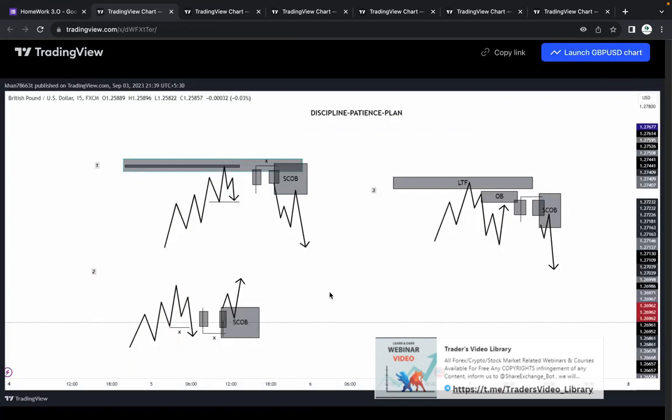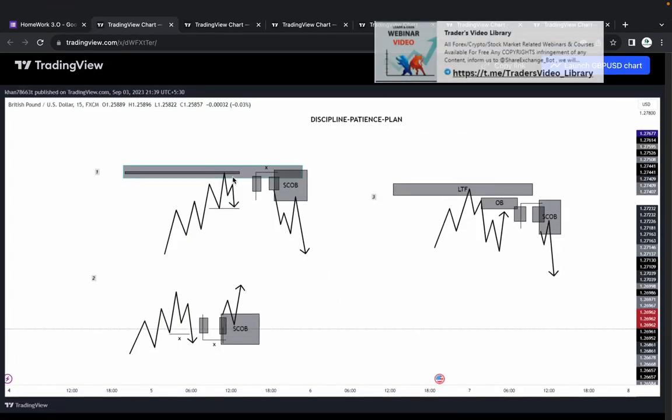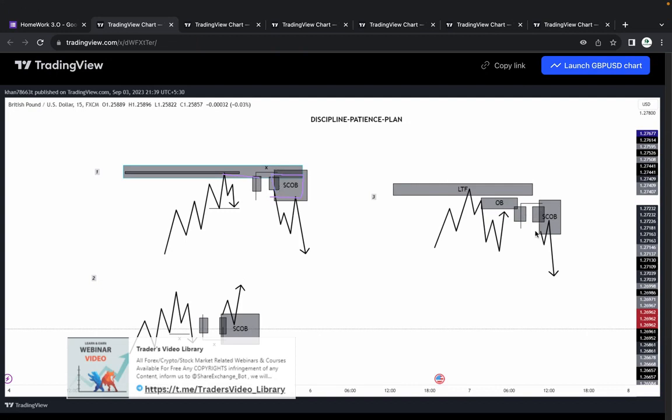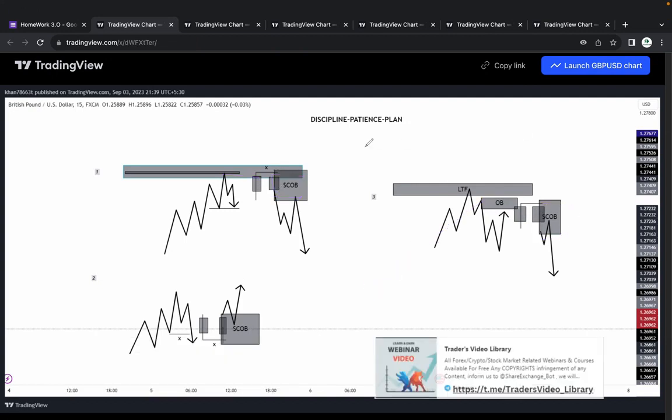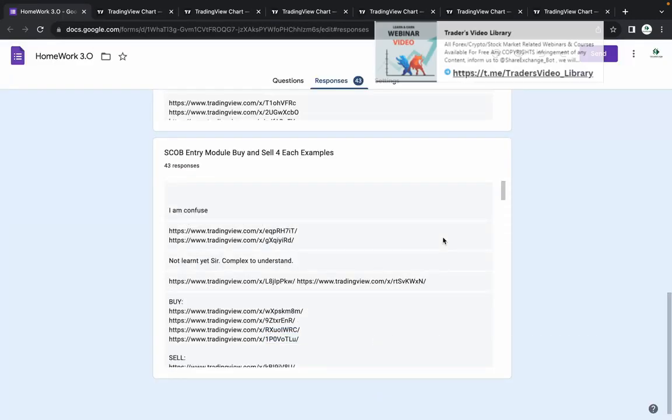Okay, perfect. This one looks more valid. Looks good. Price taps here first, okay, liquidity grab here, mitigate here, perfect. OB, sweep and sell, perfect. All right, okay, so now this is fine. I hope I covered everything.